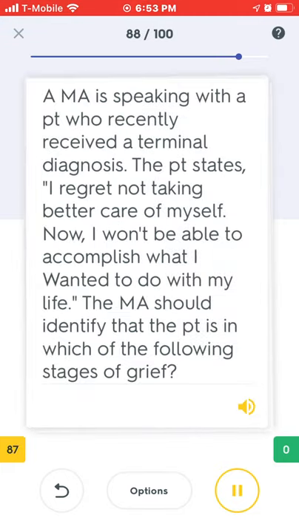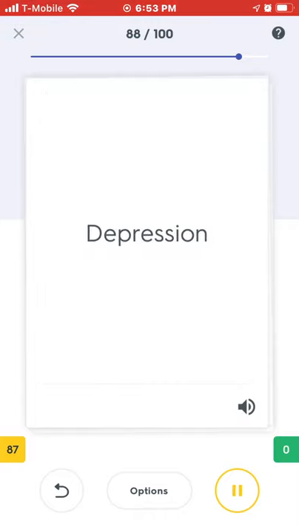An MA is speaking with a patient who recently received a terminal diagnosis. The patient states, "I regret not taking better care of myself. Now, I won't be able to accomplish what I wanted to do with my life." The MA should identify that the patient is in which of the following stages of grief? Depression.